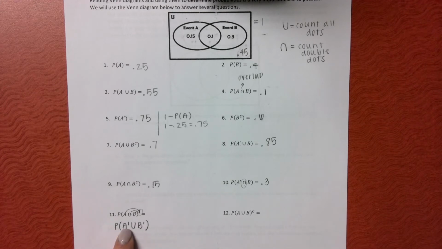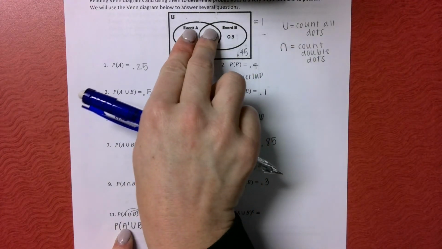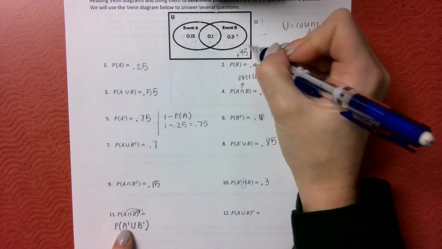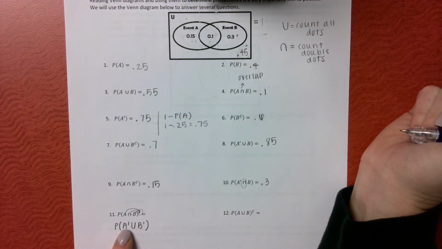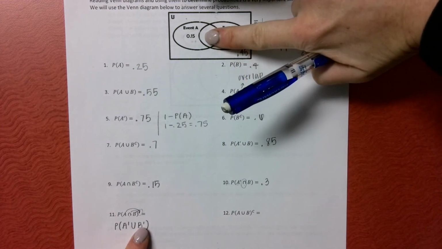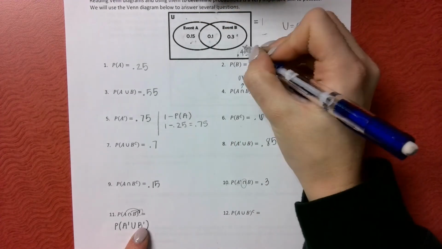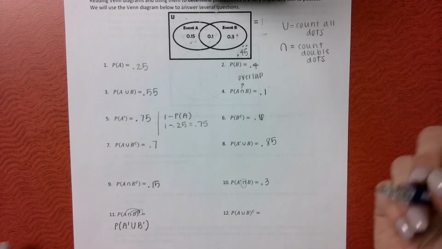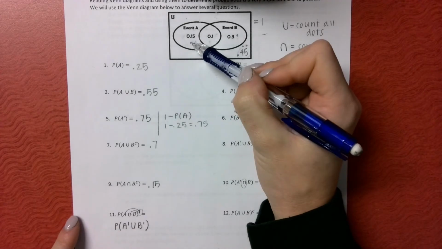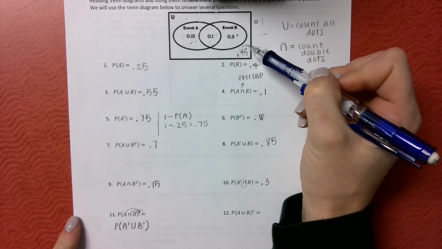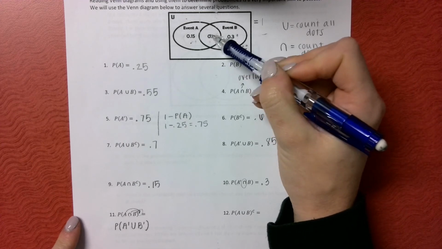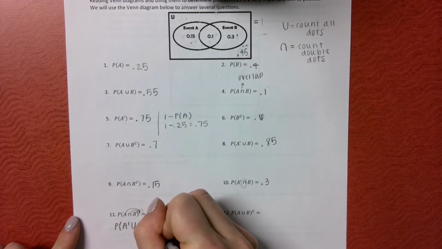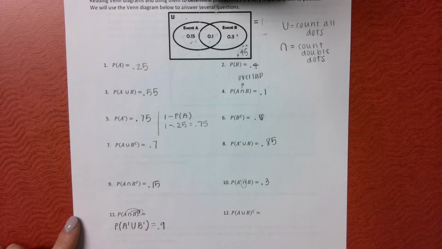So I'm looking for not A. So not A would be the 0.3 and the 0.45. I'm also looking for not B. So that's the 0.15 and the 0.45. It's an or, so I'm adding everything that was dotted, so 0.15, 0.3, 0.45. The only thing that's not in there is the 0.1, so this should be 0.9.